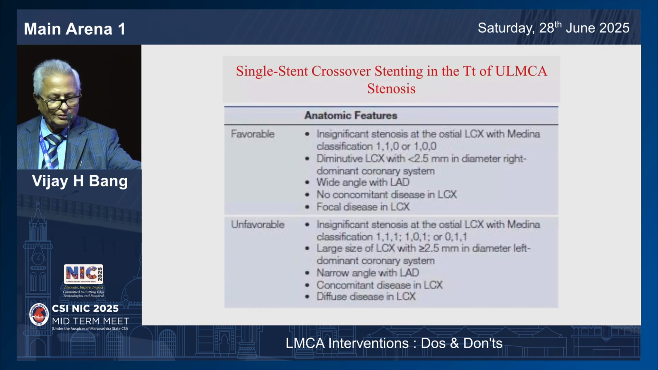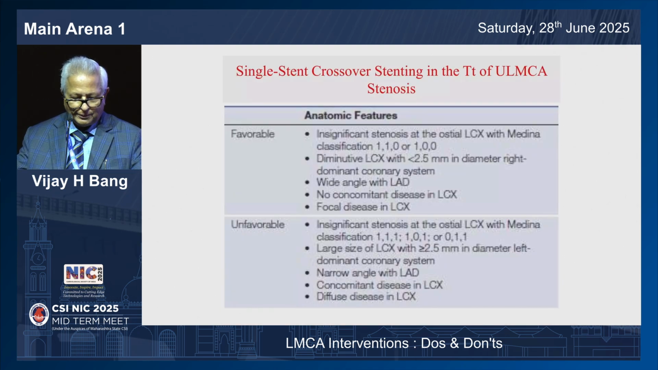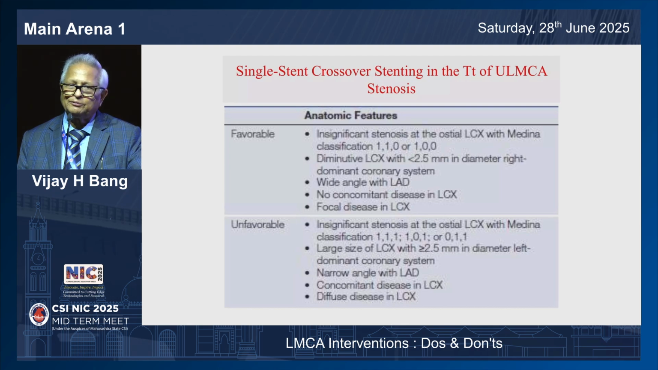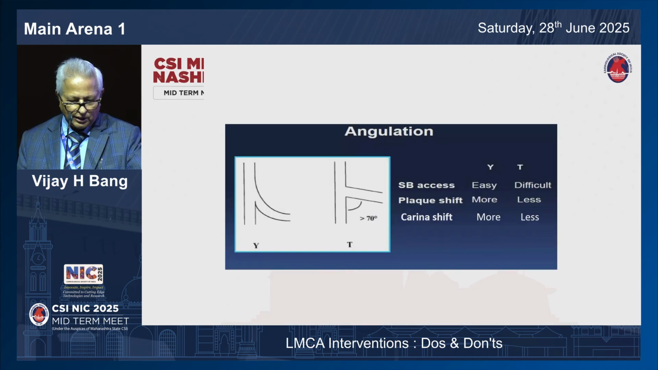Now, there are certain favorable criteria and non-favorable criteria which we should keep in mind so that we use the appropriate strategy and appropriate criteria to do a case, which should be simple: one stent crossover. If it is required, two stents may be required, and in sometimes 30% of the patients where we do a crossover, we may require a bailout stent in the side branch.